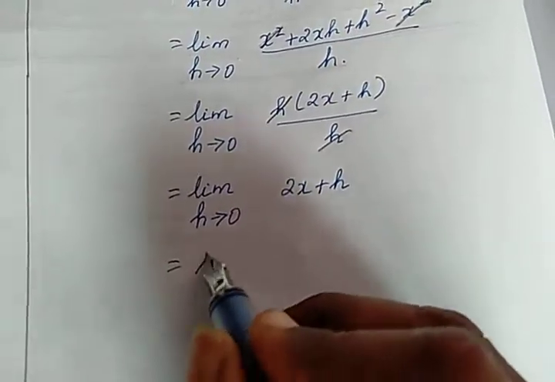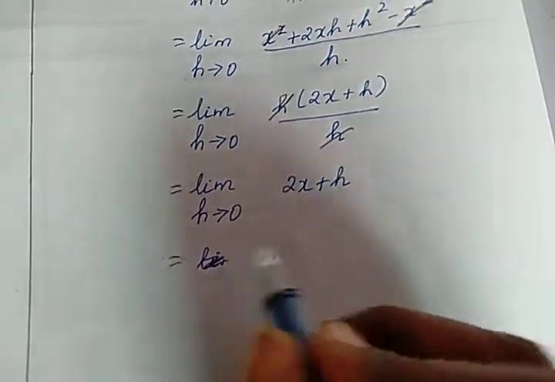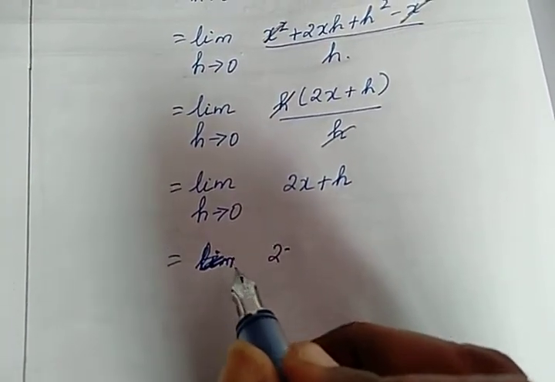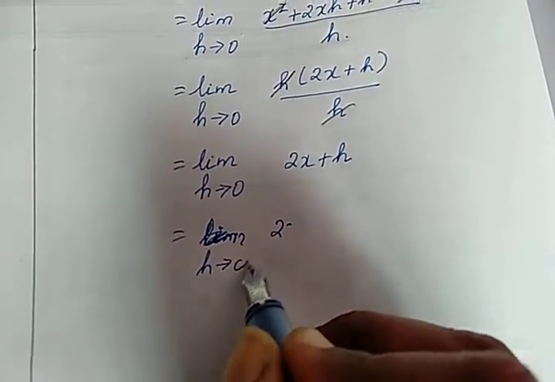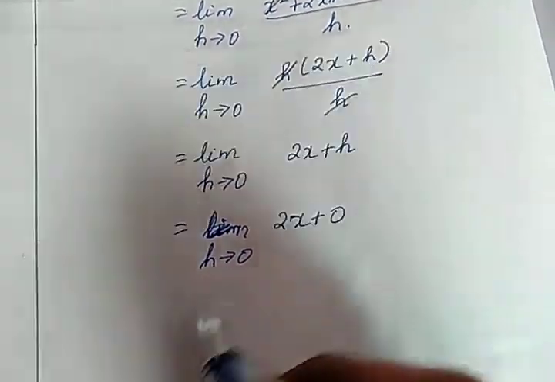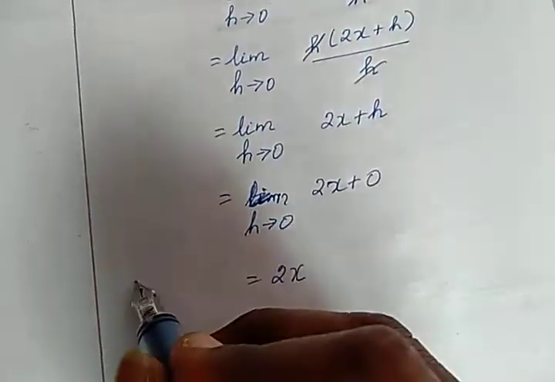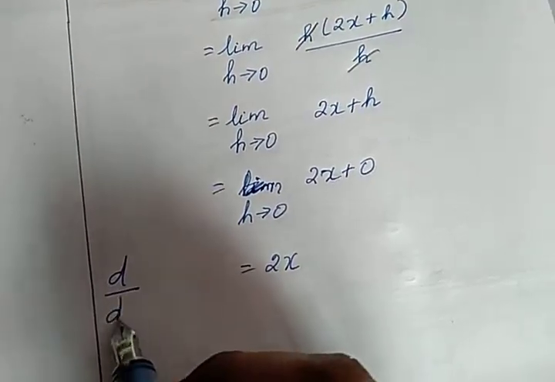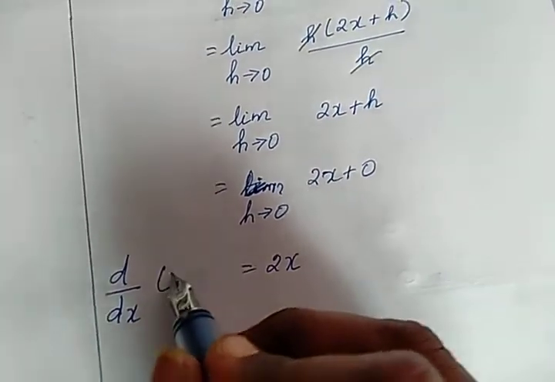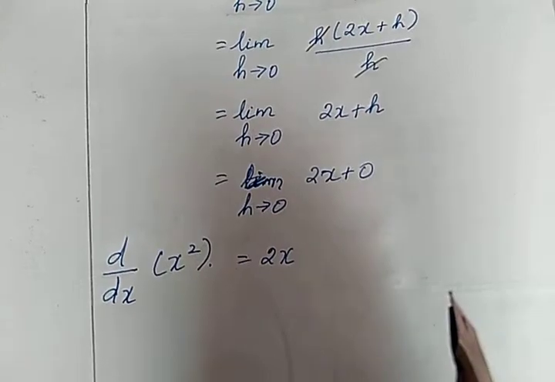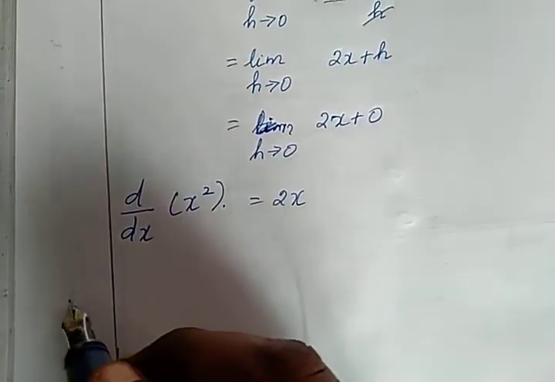Now substitute 0 instead of h. I will get 2x alone. Substitution also, if you want to show, you can show it: 2x plus 0. So what is your answer? I'll get 2x as the answer. That is, followed by the first principle, d by dx of x squared is 2x. This is your answer for the first question. Now let us move on to the second one.